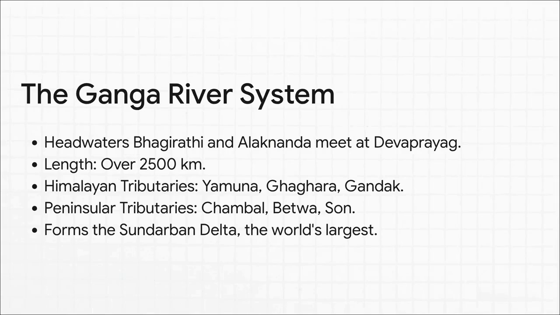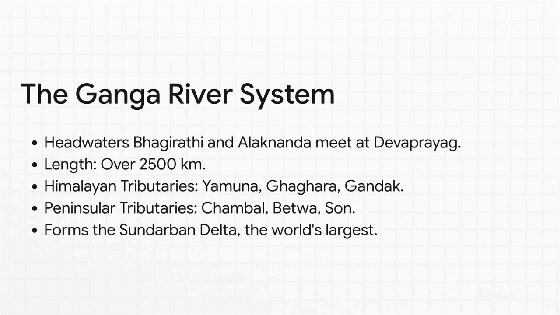Next, we have the Ganga, a river that is just immense, both culturally and economically. It's officially born when two main streams, the Bhagirathi and the Alaknanda, meet at a place called Devaprayag. Now, what's so cool about the Ganga is that it gets fed from two different directions.